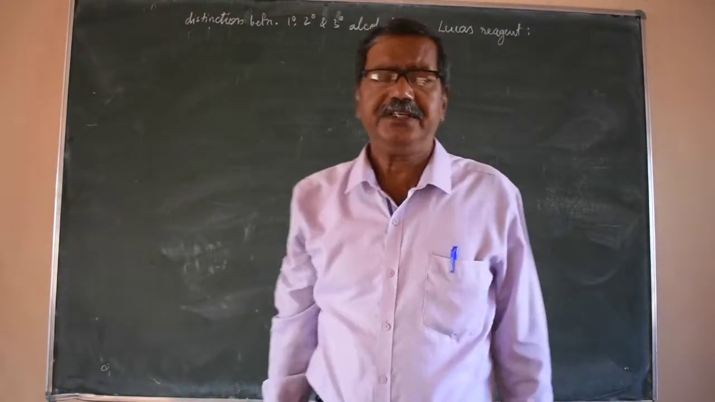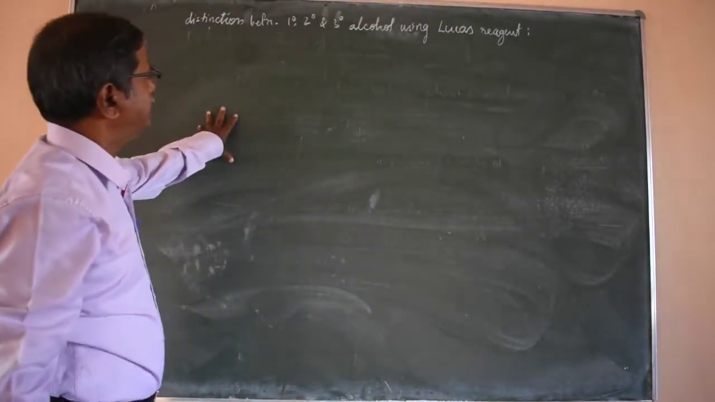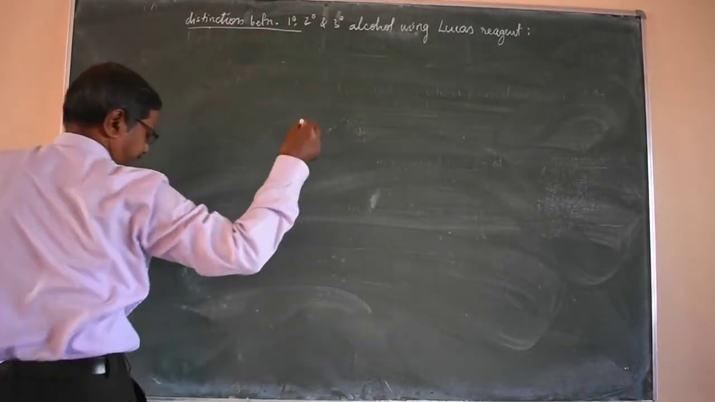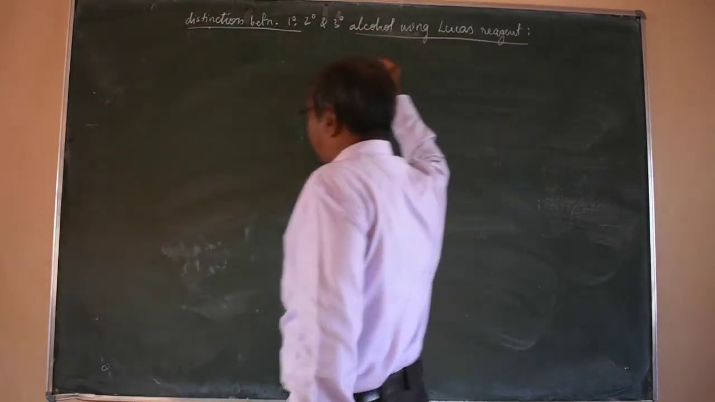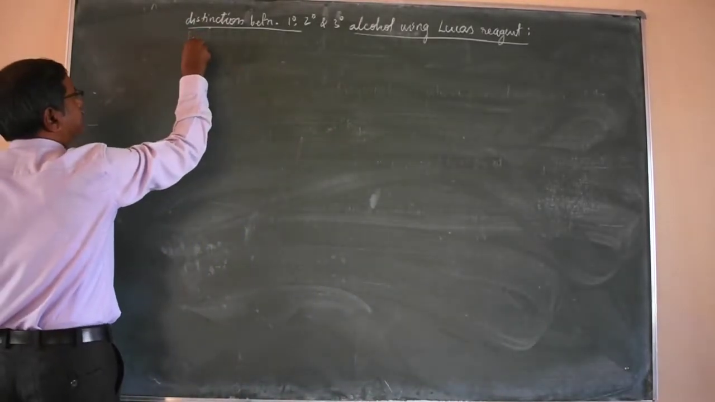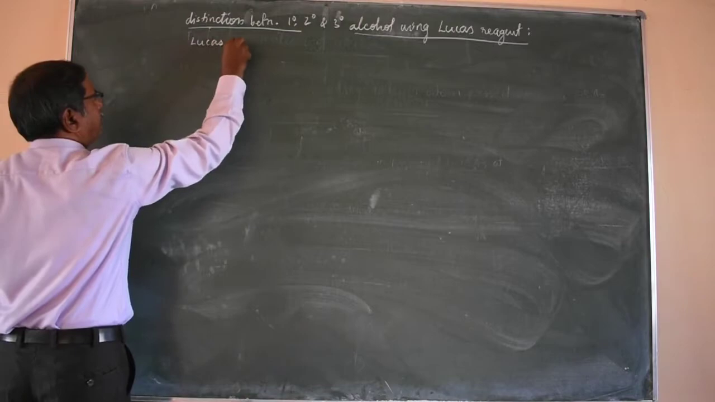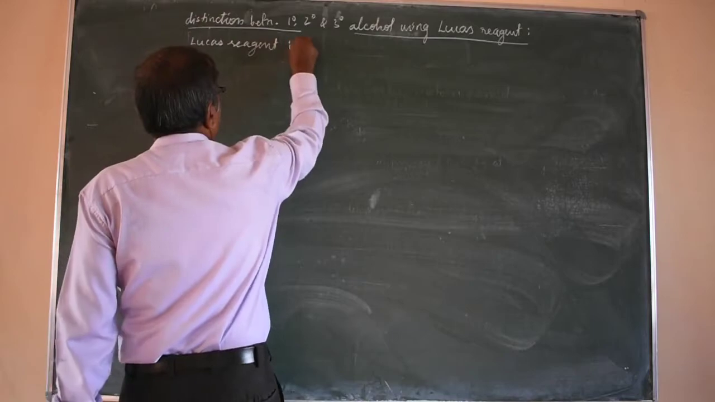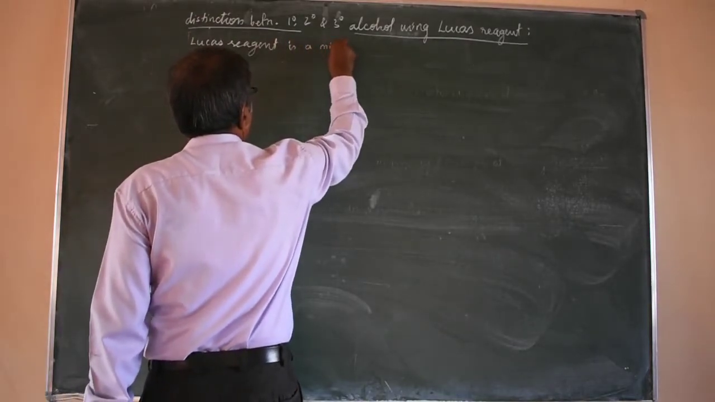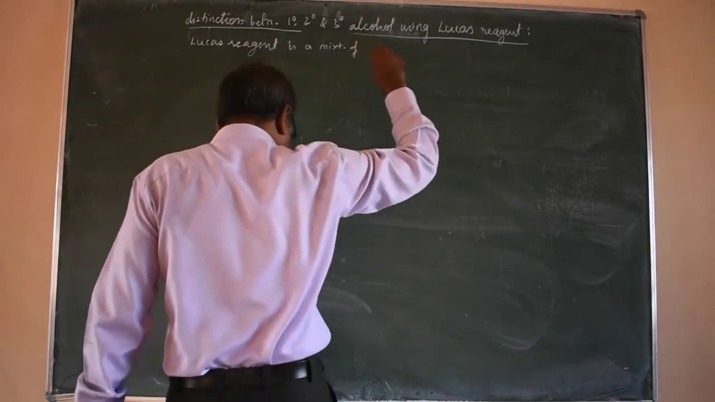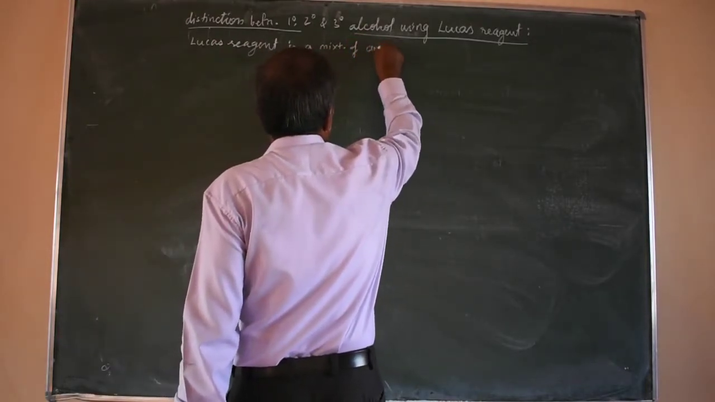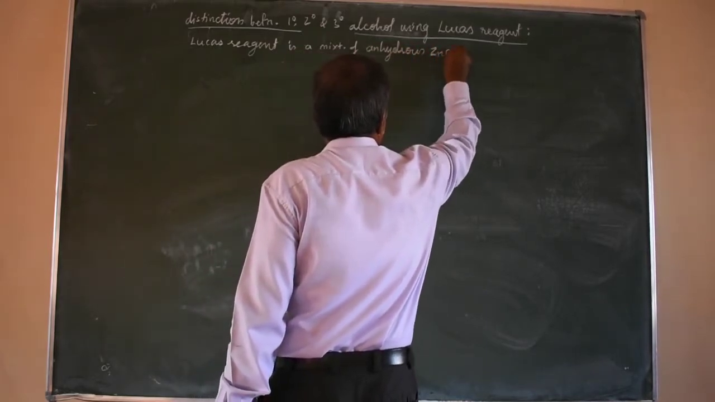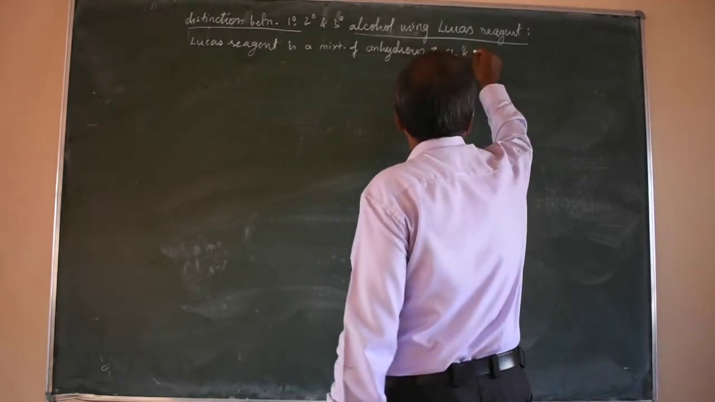So what is Lucas reagent? Lucas reagent is a mixture of anhydrous ZnCl2 and concentrated HCl.